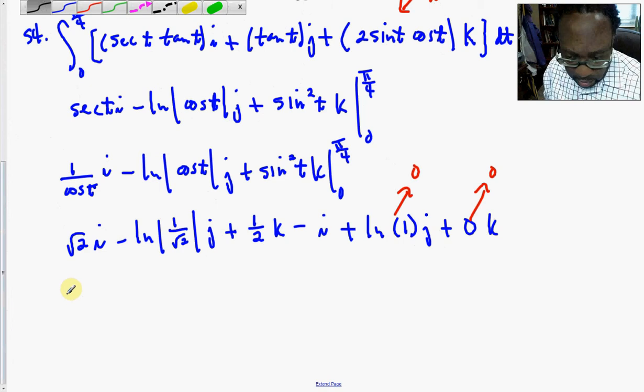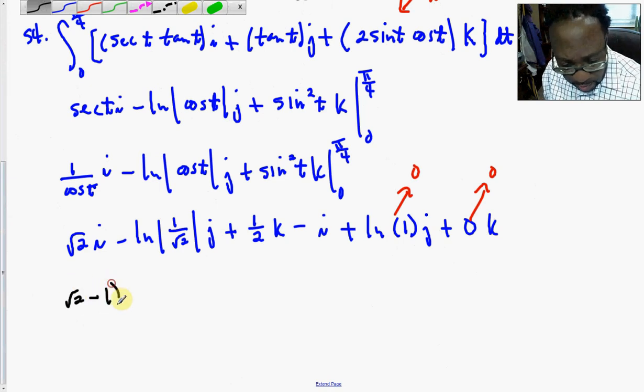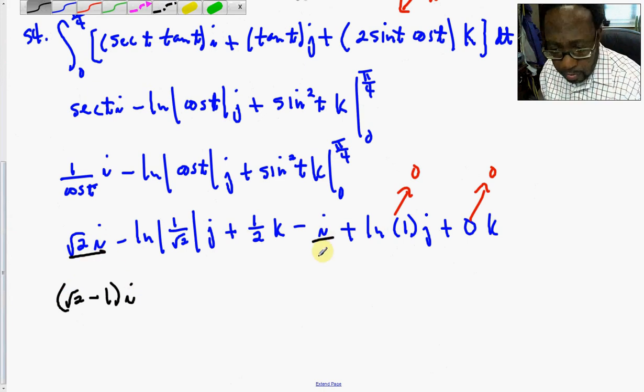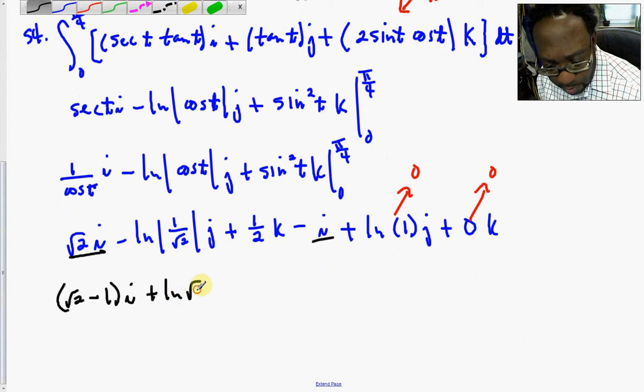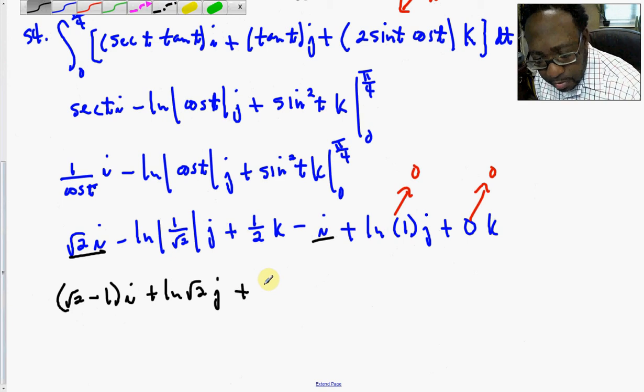So we have left, I'm going to just group the terms, the square root of 2 minus 1 times i, get these two terms together. And then there's only one j term, so this is minus, and if you will, you can make that a plus the natural log of the square root of 2 j. This square root of 2 on the bottom is the same thing as square root of 2 to the negative 1, so negative times a negative, we get positive, and then plus 1/2. Okay.